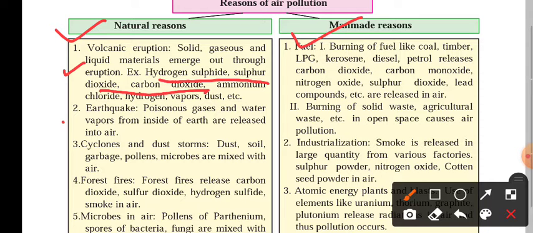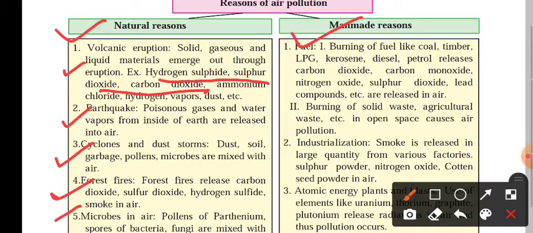Next, they have given earthquake. In an earthquake also, the poisonous gases and the water vapors from inside of our earth are released into the air. Cyclones and dust storms are also one of the reasons of air pollution. Then, among the natural reasons, forest fires release carbon dioxide, sulfur dioxide, hydrogen sulfide, and smoke in the air. Then the microbes in air, that is the pollens of parthenium, spores of bacteria, and fungi, are mixed with air, and these are very harmful to living organisms.